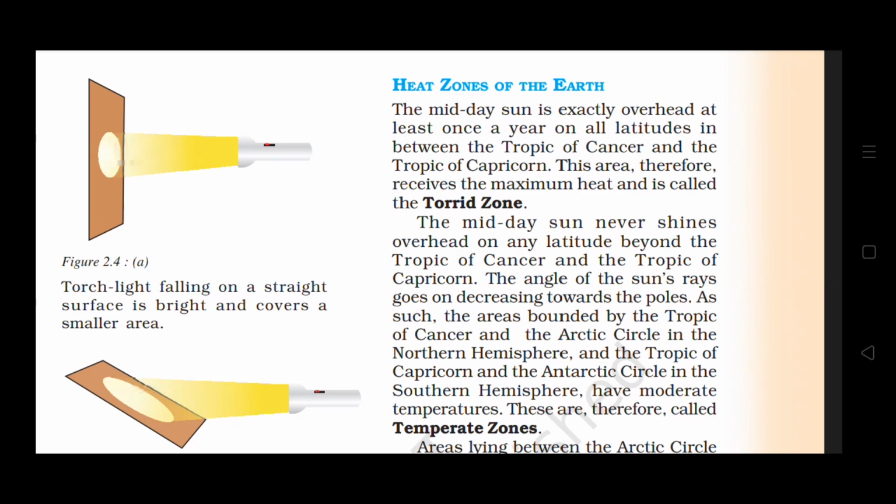So in here they are saying that midday, when the time is around 12 o'clock till 1 o'clock, is usually the period when the sun is overhead. The midday sun is exactly overhead at least once a year on all latitudes in between the Tropic of Cancer and the Tropic of Capricorn. So the Tropic of Cancer and Tropic of Capricorn form an area on the earth which never misses the rays of the sun, and the areas between them always experience overhead sun throughout the year at least once.